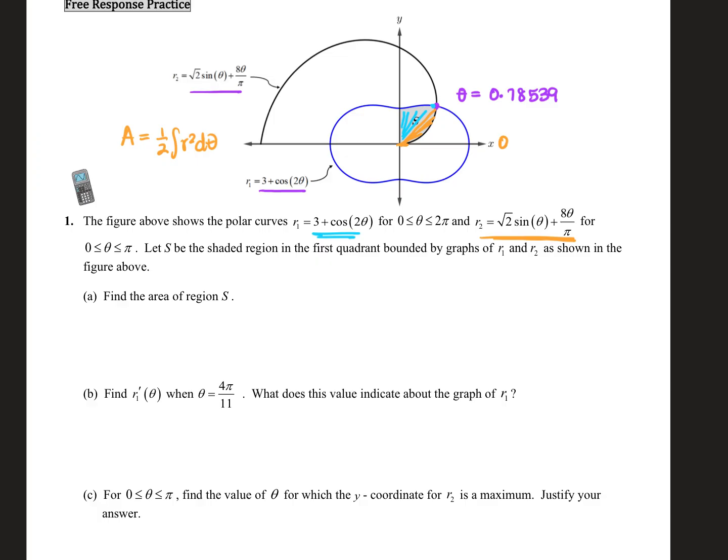So our integral is going to be 1/2 the integral from 0 to this value a of R2 squared d theta. And then same thing, we're going to have 1/2. We're going to start at a this time, and we're going to integrate all the way to pi halves of R1 squared. And this works out to be 3.44341. And again, it's a calculator problem. Put it directly in your calculator to integrate. Make sure you're in radian mode.